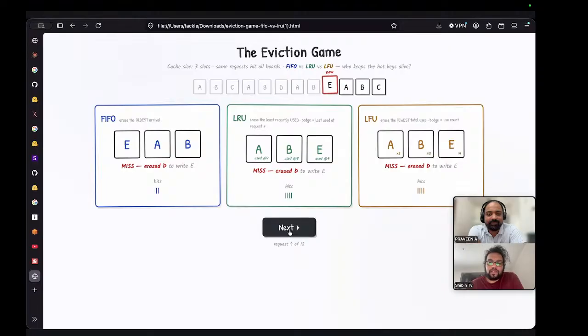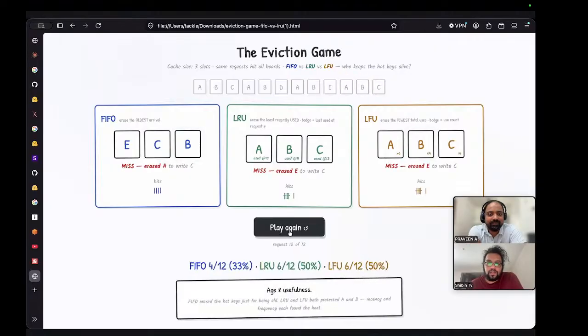Both are behaving the same. Do I have an example where LFU and LRU vary? Maybe. Oh, I think I created a wrong example. I should have created a better one. But I hope you see that at the end, it is printing the hit rate. That's what we discussed.